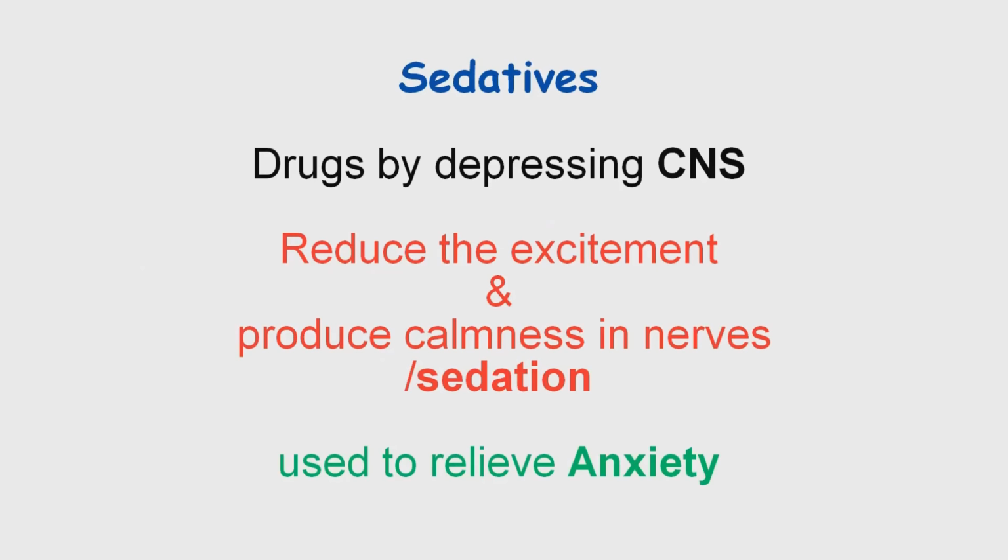Sedatives. These drugs decrease the activity of the CNS. That is, they reduce the excitability of the neurons. They produce calmness in the nerves. So pharmacologically, this condition is called sedation. This is useful in the treatment of anxiety. So sedatives are the drugs that, by depressing the CNS, reduce the excitement and produce calmness in the nerves and are used to relieve anxiety.